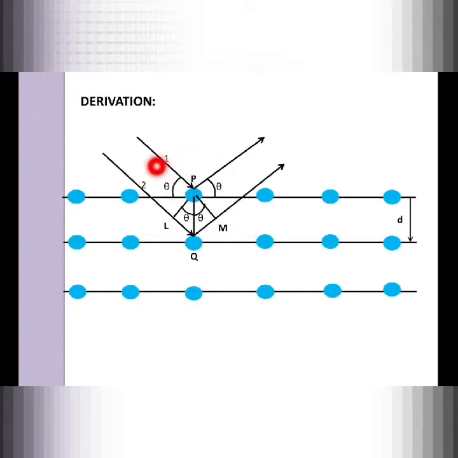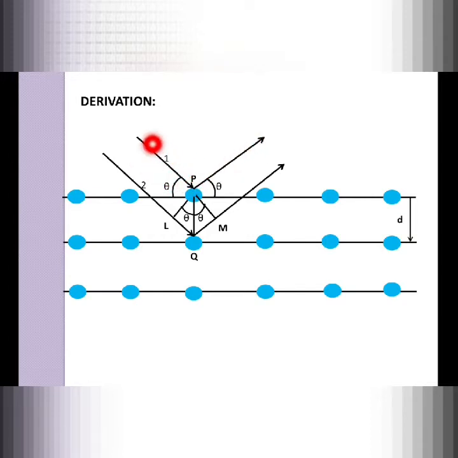Now the derivation of Bragg's law. Let's assume these are planes, and the planes are parallel to each other. The interplanar distance is d, where d is equal to PQ. Now there is a ray 1 which is incident on this atomic electron and is reflected back, and the glancing angle is theta. As the incident angle is theta, the reflected angle will be theta.